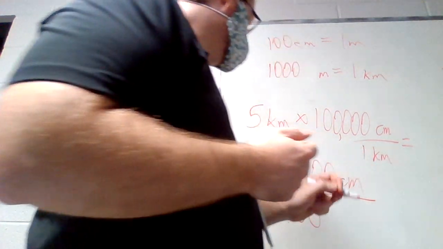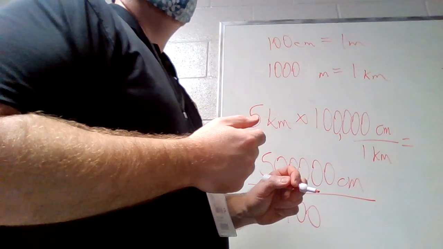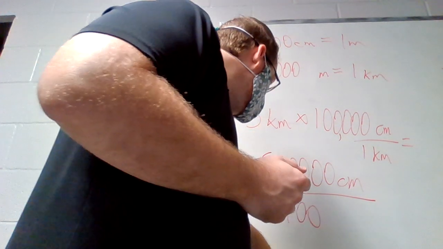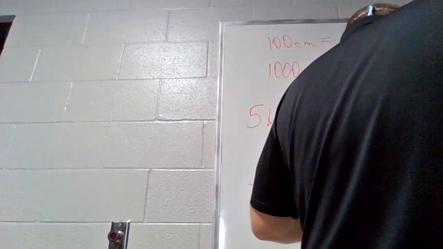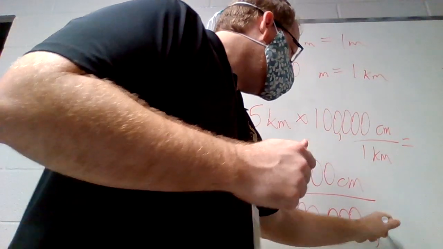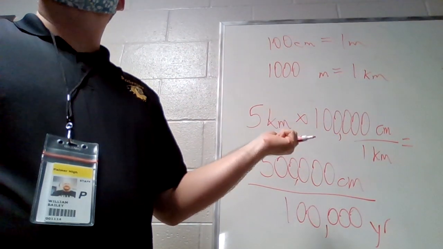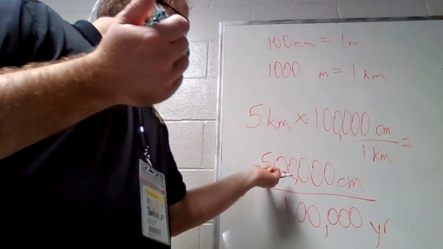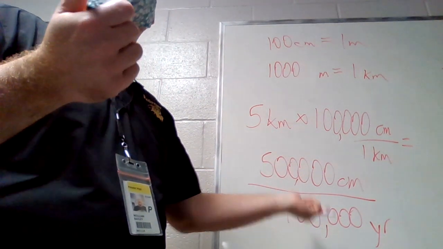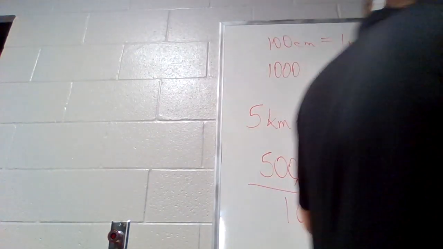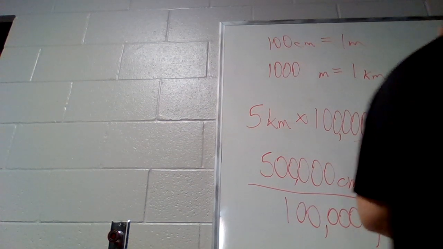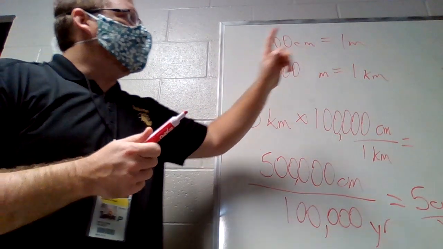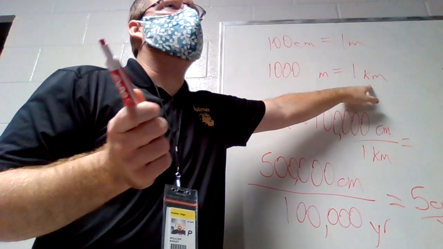100 years. No, that's not right at all. This is going to be way too fast. Let's say it was 100,000 years. There we go. Yeah, that's fair. This is going to get you your actual rate. And so you would divide this, 500,000 divided by 100,000, and that gets you 5 centimeters per year. And that's a pretty good rate for plate tectonics.